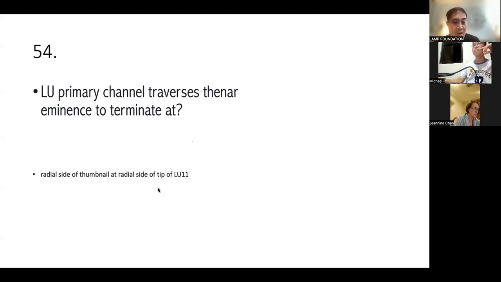And then what's the next point? The Yuan source point of the lung? The shu stream point, Lung 9. Lung 9. What is the Yuan source point for?